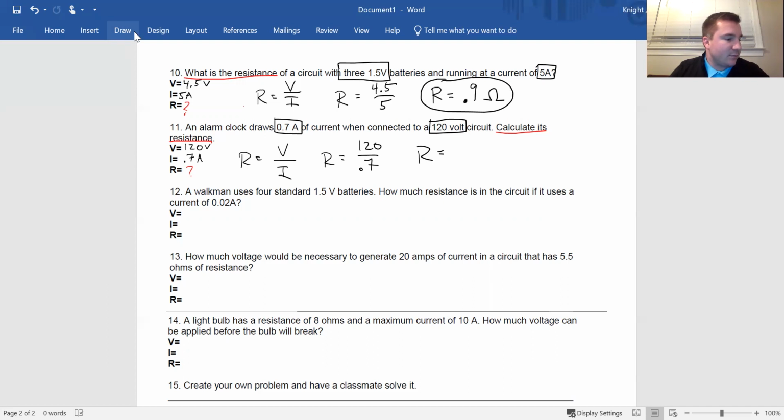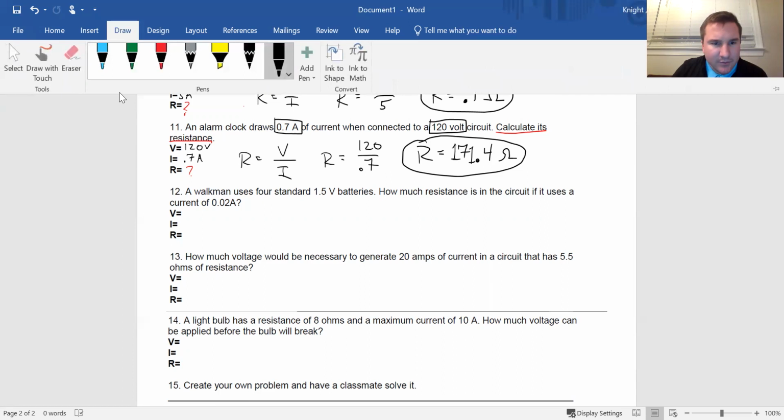120 divided by 0.7 is 171.4. Ohms, upside down horseshoe. 171. There we go.